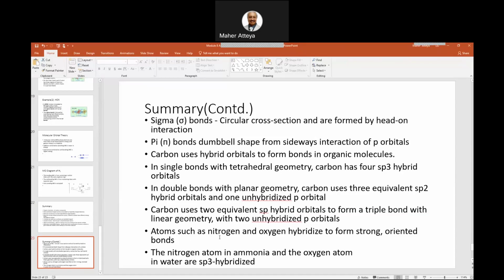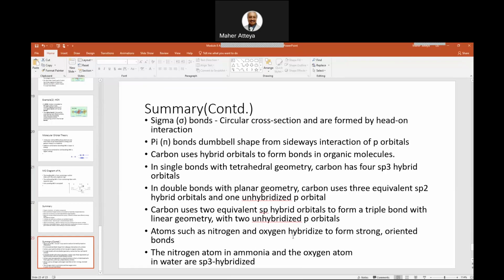So nitrogen loves to have a triple bond. Oxygen loves to have a single bond. Fluorine and the hydrogens cannot, except in a very rare situation, have a double bond. Triple bond is impossible. So they love to be in a single bond. They're very active in single bonds.